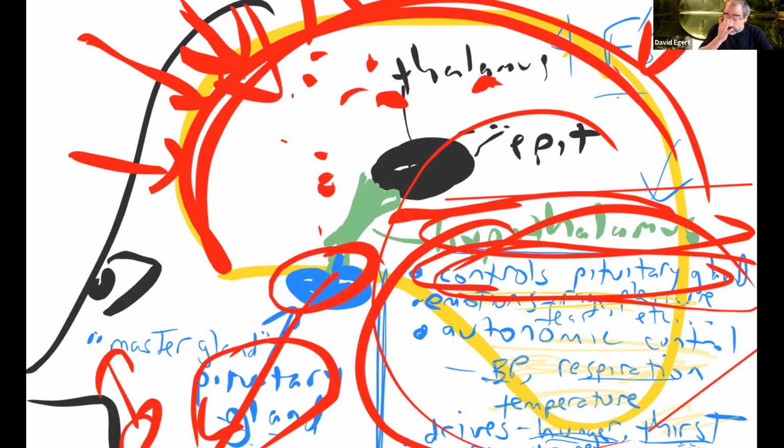So the hypothalamus is doing a lot of autonomic control. It's going to be an important part of emotional processing, important for these drives like hunger, thirst, again, temperature control, things like that.